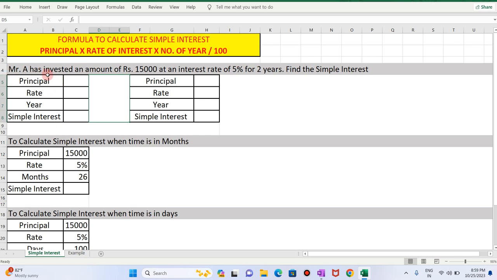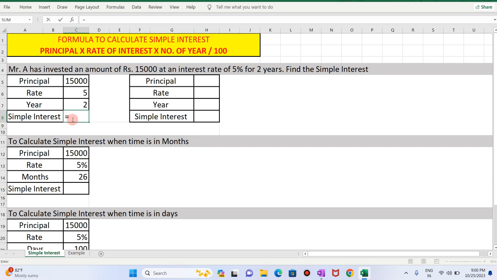Now we will solve the same example that we solved in the Word file in Excel. Mr. A has invested an amount of rupees 15,000 at an interest rate of 5% for 2 years. Find the simple interest. Principal is 15,000. The rate of interest is 5%. Years, 2 years. Now, how to calculate simple interest?